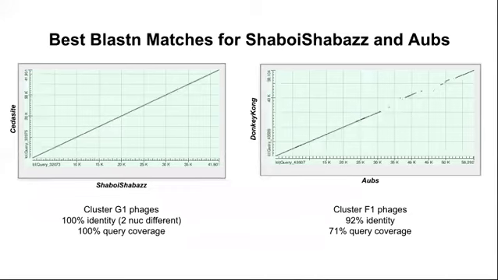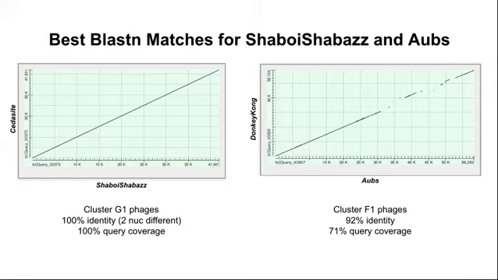Using the BLAST-N pairwise sequence alignment tool and comparing our collection's best matches to each other, we analyze a dot plot. This graphical tool gives a visual display of the similarities between the genome sequences, specifically each nucleotide being compared to the other. We found that ShaboiShabazz on the x-axis and its best match, phage Cetasite, on the y-axis, both of which are cluster G1 phages, have a straight solid line for the plot. This is due to its 100% identity.